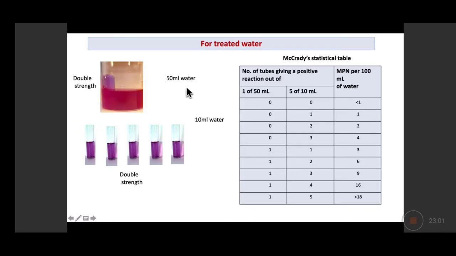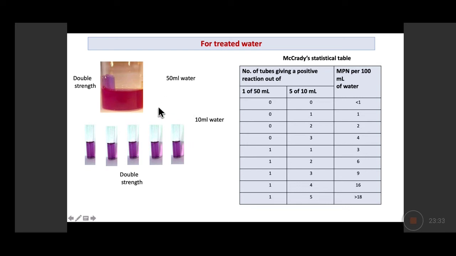So how do we do it? Suppose we are testing a treated sample. We have taken this media. We have taken this 50 ml of double strength media and 5 tubes of 10 ml of double strength medium. Now we will add 50 ml of water in the first bottle and 10 ml of water in these 5 tubes. So each tube will have 10 ml of water.